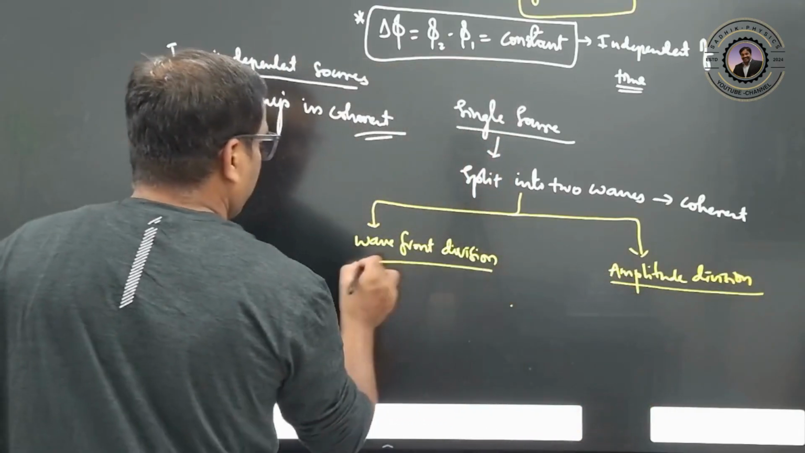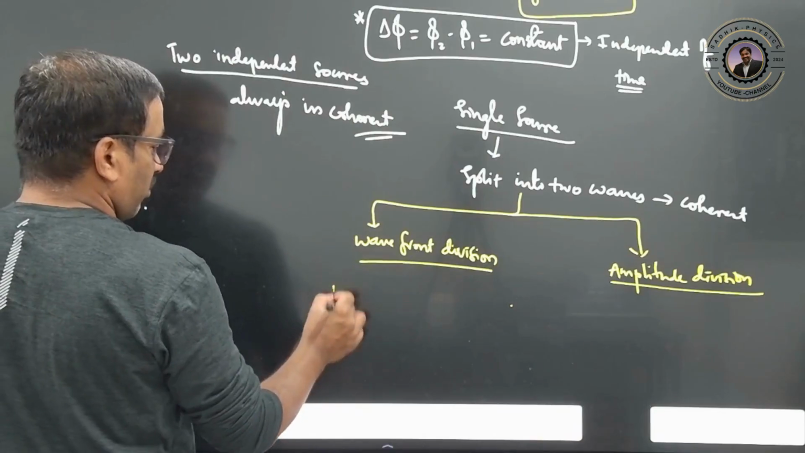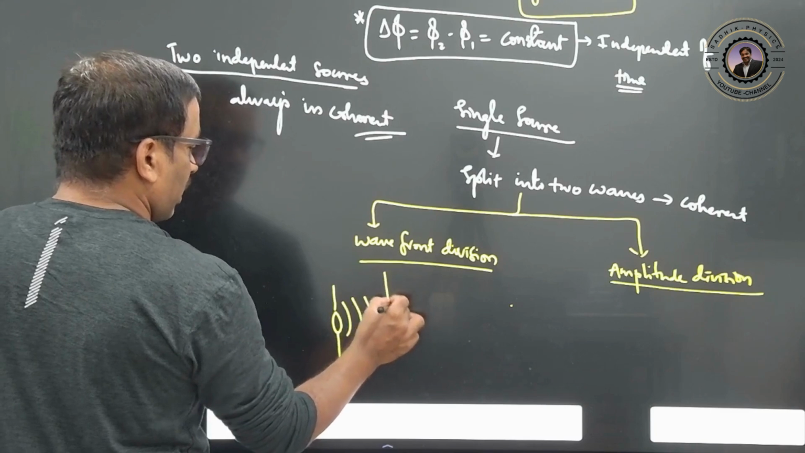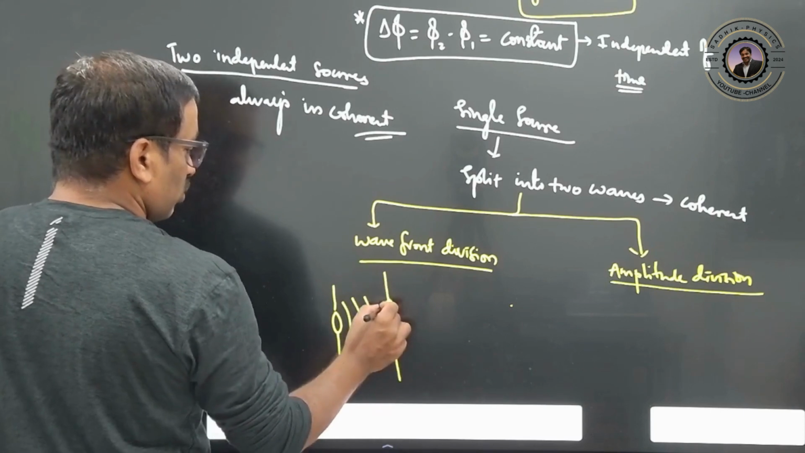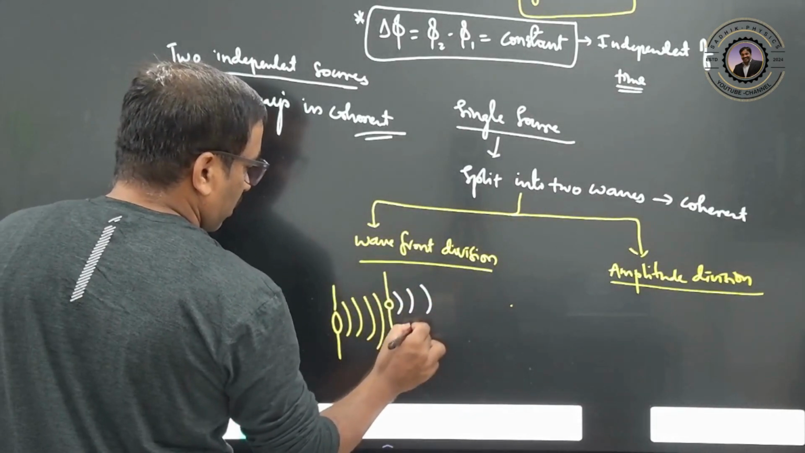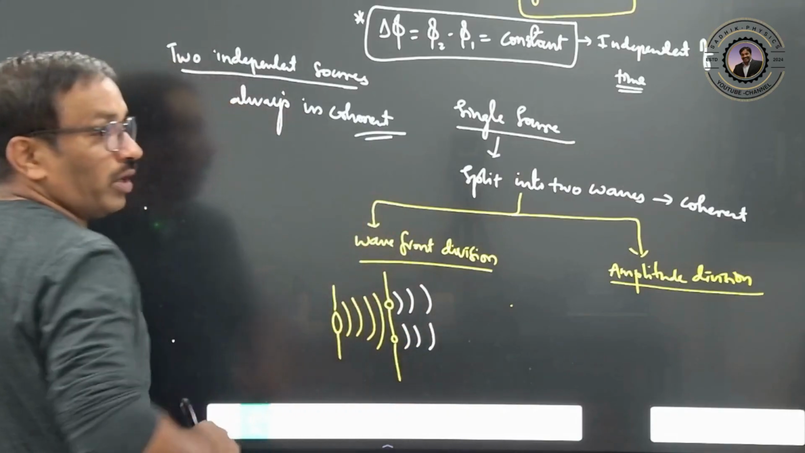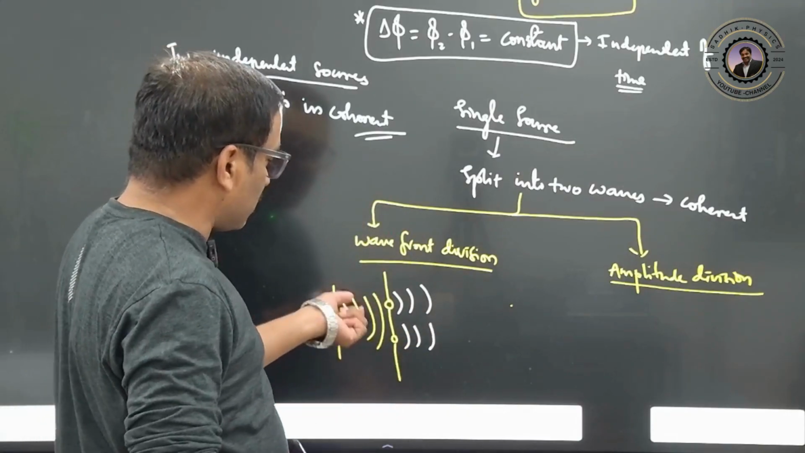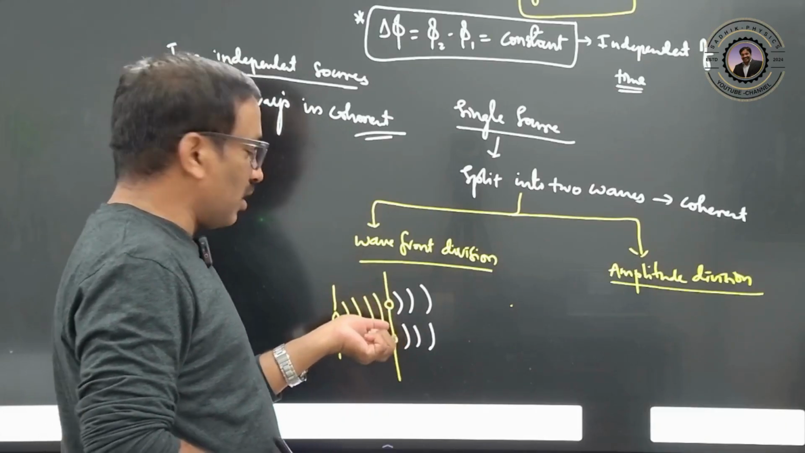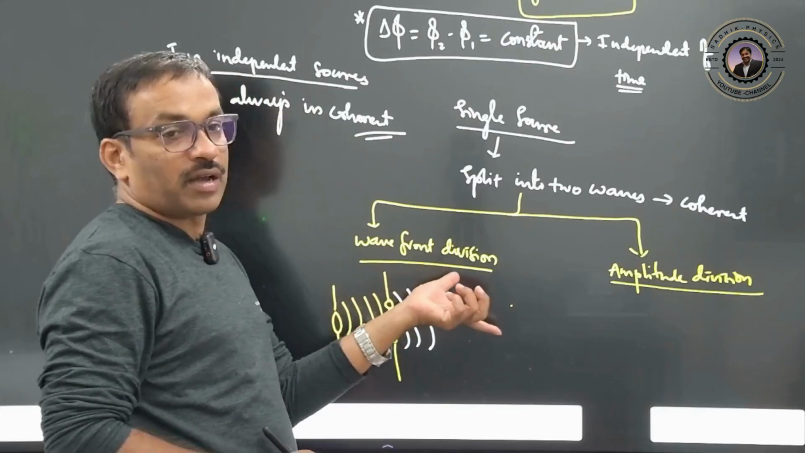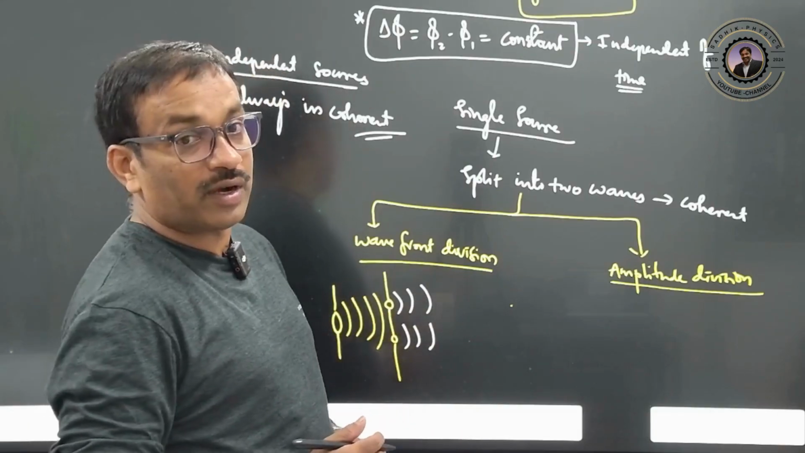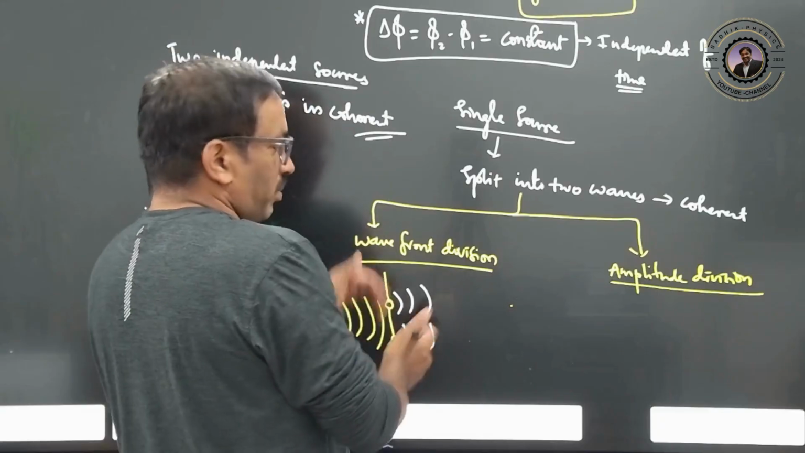So, what is this wavefront division now? Suppose there is one source, and the light rays are coming here. If you keep two slits here, the waves which come through them are said to be coherent waves. From a single source, the light falls on the two slits, and through those two slits two waves come out; these are two coherent waves. In this way the wavefront is getting divided, this wavefront is split.